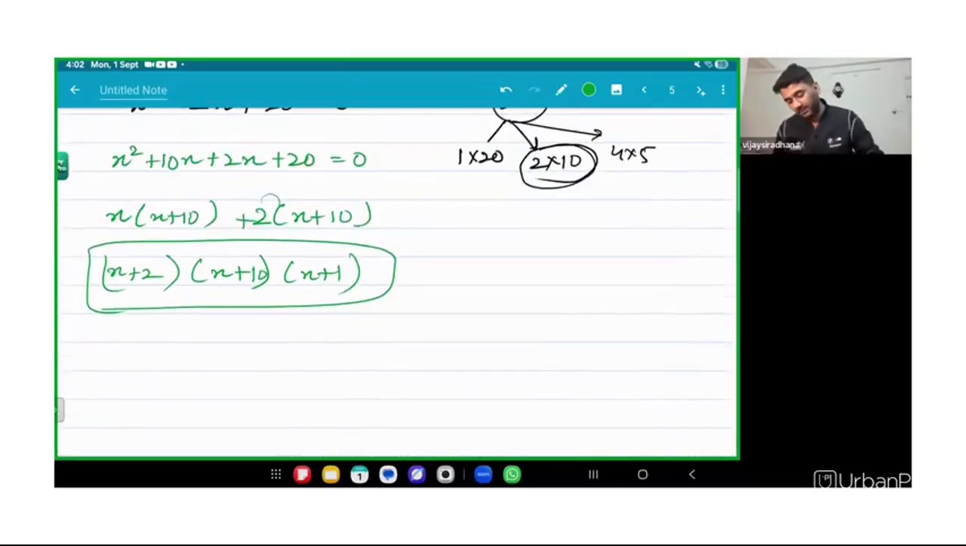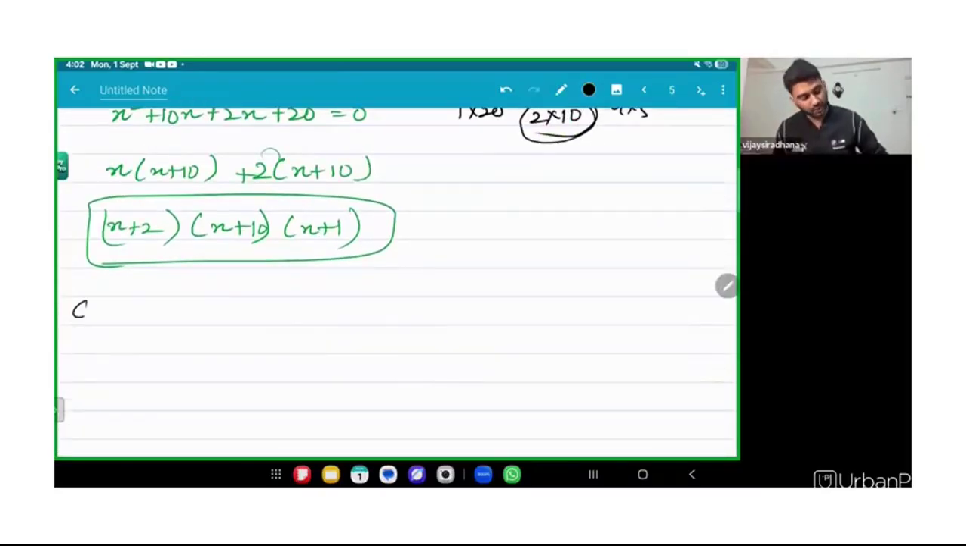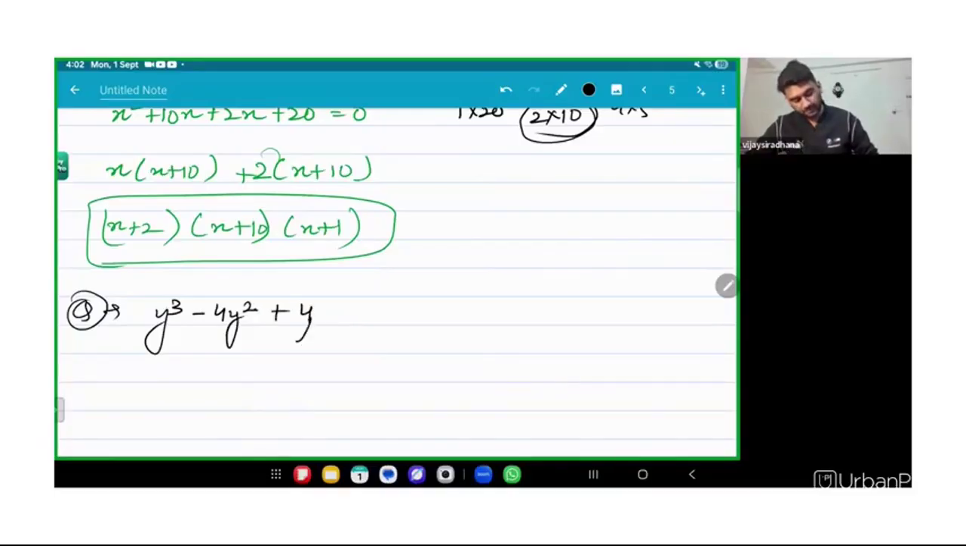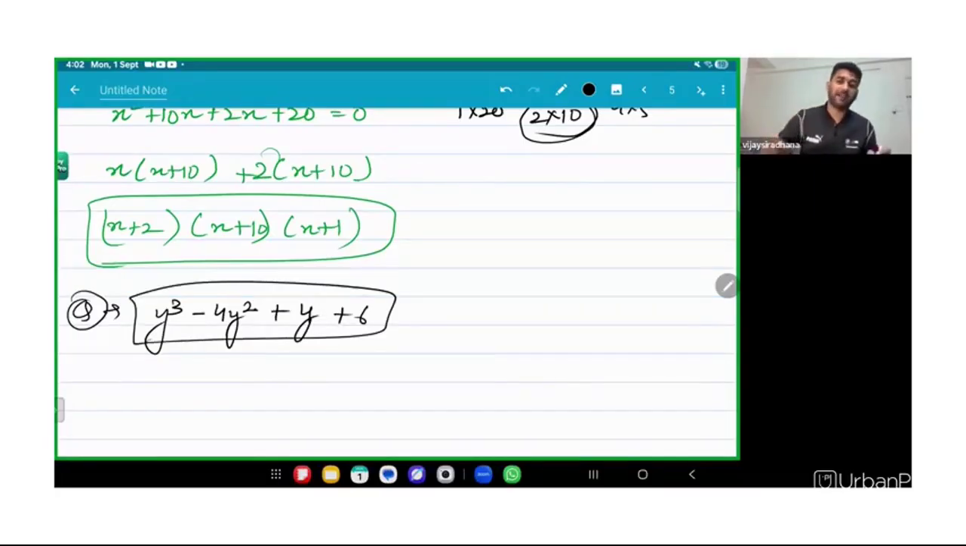You can try others from your side and do let me know. The question will be y cube minus 4y square plus y plus 6. You can find it by first finding the factors of 6, then you will get one of the factors, then again the middle term splitting. So this is all about the factorization of polynomials with the help of the remainder theorem or the factor theorem.